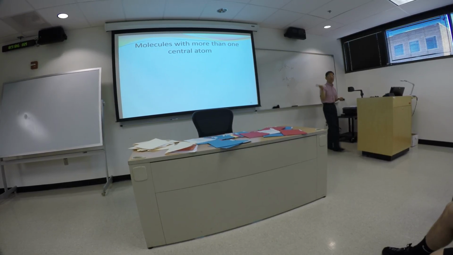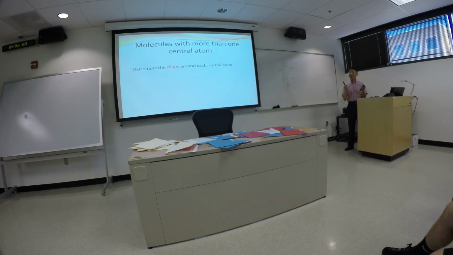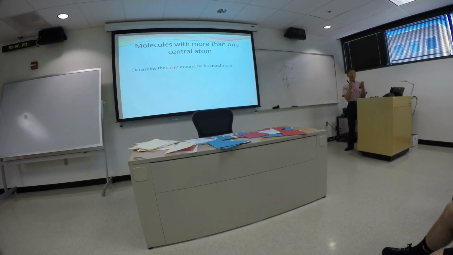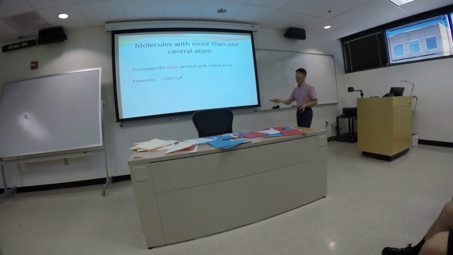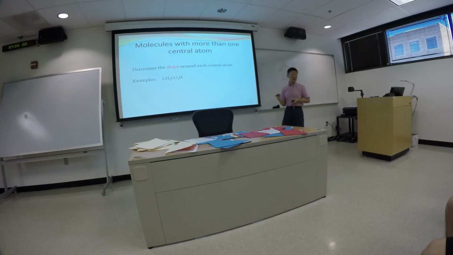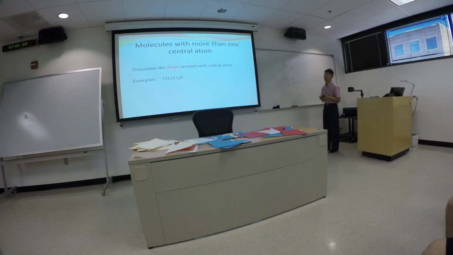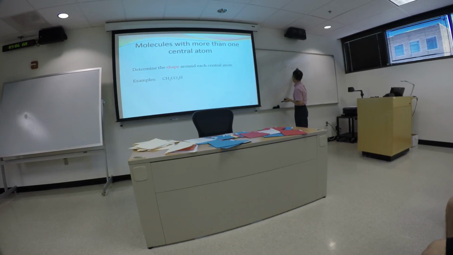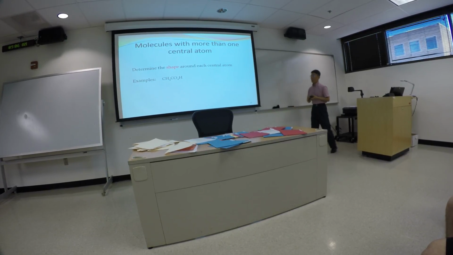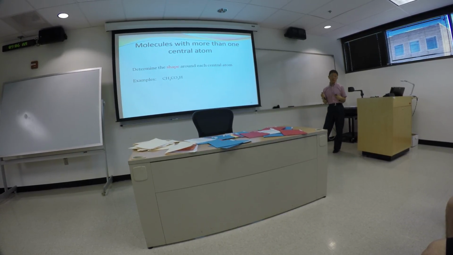So when you have molecules with more than one central atom there, you determine the shape or the geometry around each central atom. So it's not about the entire molecule. So for example, if you have acetic acid, the acid in vinegar, we ask you to determine the geometry of this particular molecule there. And obviously in this case you have 2 carbons and oxygens in there, and both carbons and oxygens can be central atoms in there.